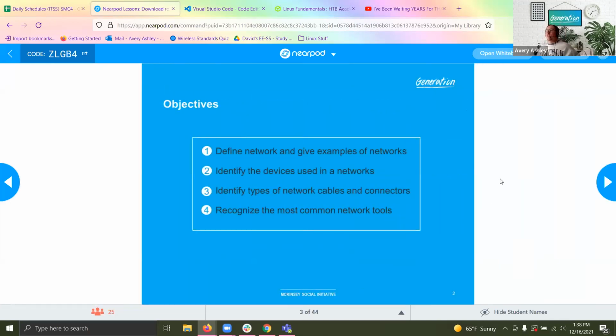As always, we have our objectives. So let's get Tiztao. Will you read our objectives for today? Define networking, give example of networks, identify the device used in the networks, identify types of network cables connectors, recognize the most common network tools. Perfect. Thank you, Tiztao.